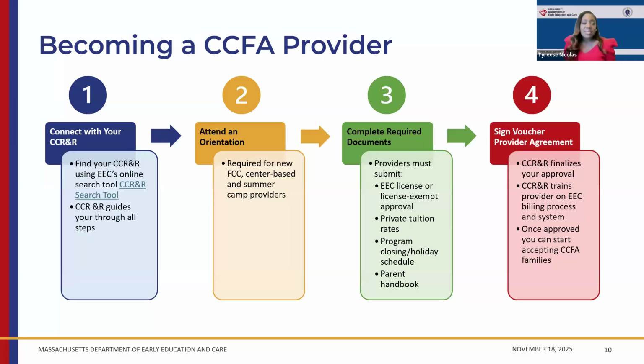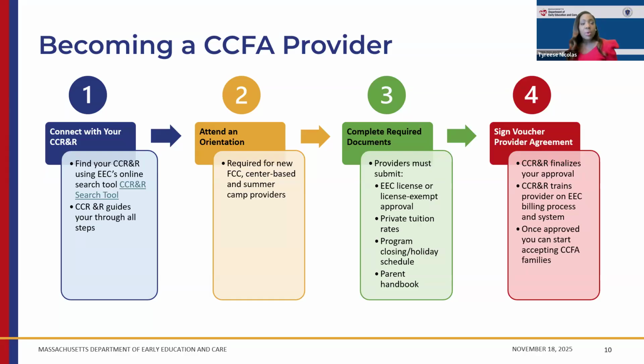You would contact that CCR&R and they would schedule you to attend an orientation. An orientation could be either a group orientation or a one-on-one. It varies from CCR&R to CCR&R. Once you complete the orientation, you'll complete different required documents. Some of those documents are listed on the screen ahead of you. You'll have to show your license or your license exempt approval, your tuition rates, as we talked about before, your schedule, and your parent handbook.